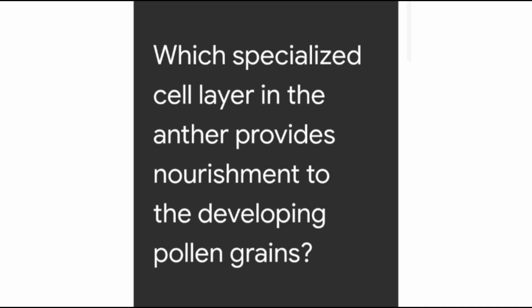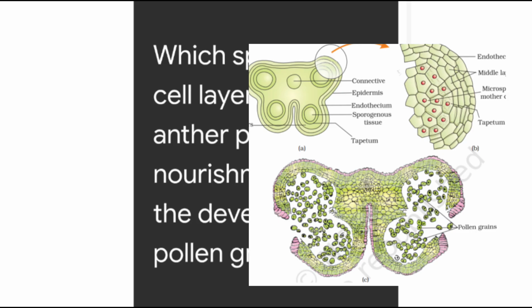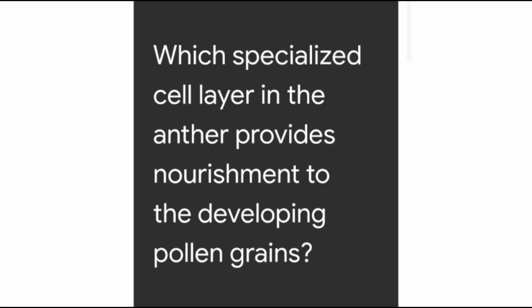Which specialized cell layer in the anther provides nourishment to the developing pollen grain? So we have to tell about the cell layer that provides nourishment to the pollen grain in the anther. That is the tapetum. What does it provide? Nourishment for the developing pollen grain. Tapetum is a specialized cell layer present in the anther that provides nourishment to the developing pollen grain.